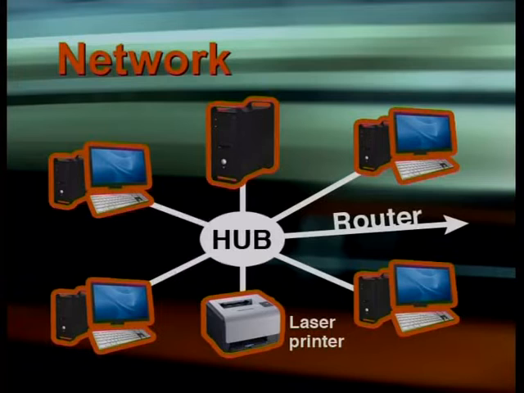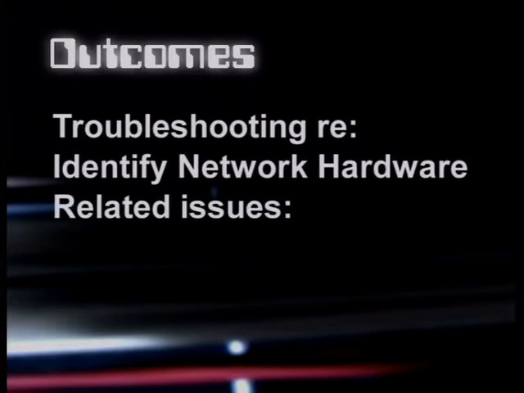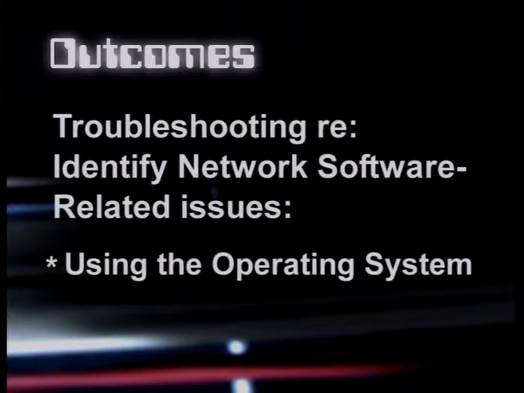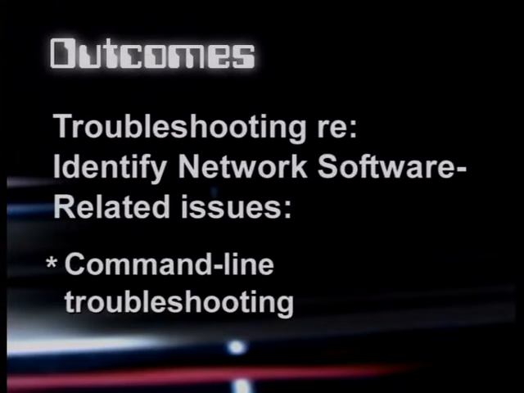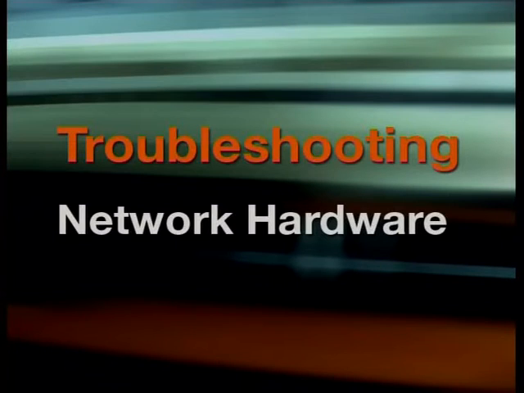Hello, glad you could join us again. Today we are going to troubleshoot networks. A network is a group of interconnected computers and peripherals that can share software and hardware resources between many users. The internet is a global network of networks. By the end of today's lesson, you should be able to identify network hardware-related issues, which are network device failures or malfunctions like networked printers, cabling, routers, and modems. And identify software-related issues using the operating system, command line, troubleshooting, and using control panel applets. We'll start with network hardware.